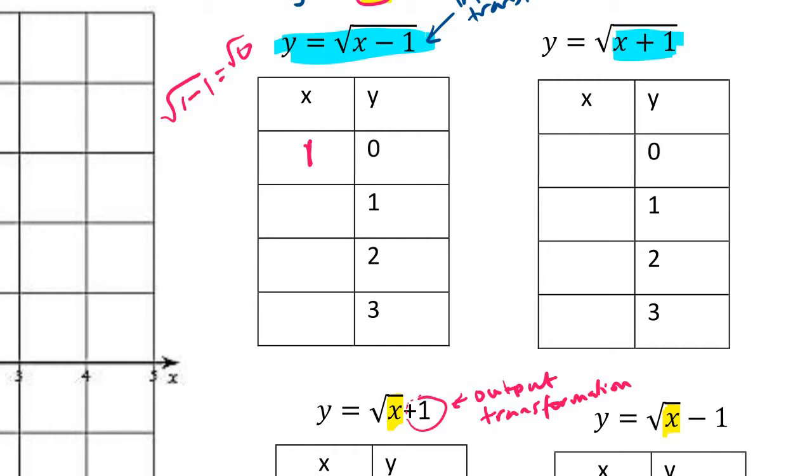Okay, similarly, if I want to get 1 as my output, I need square root of 1 overall. So I need this stuff inside here to be 1. The only way it can be 1 is to make this 2, because square root of 2 minus 1, 2 minus 1 is 1, and square root of 1 is 1. So I need this x to be 2.